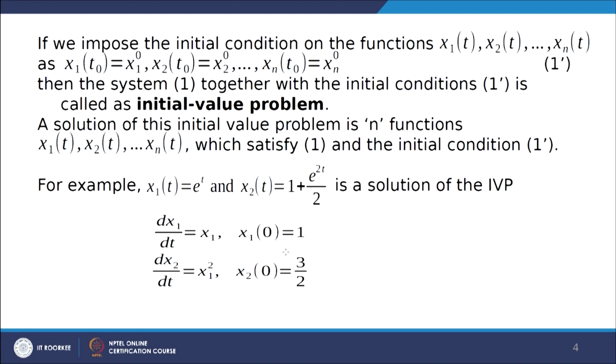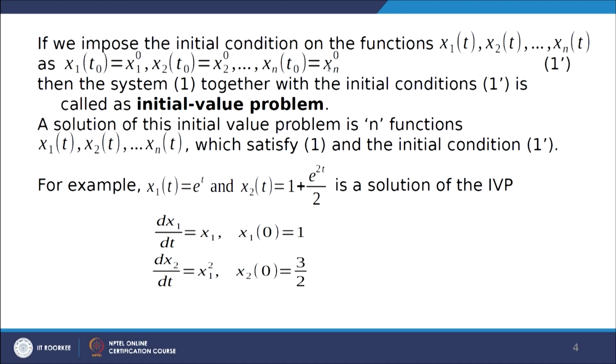Now, if we impose the initial conditions on the functions x1(t), x2(t) and so on xn(t) as x1(t0) equal to x1_0, x2(t0) equal to x2_0 and so on, xn(t0) equal to xn_0, then the system 1 together with the initial conditions 1 dash is called an initial value problem. So, here you can see at t equal to t0 the value of x1 is x1_0, the value of x2 is x2_0 and so on, the value of xn at t equal to t0 is xn_0.